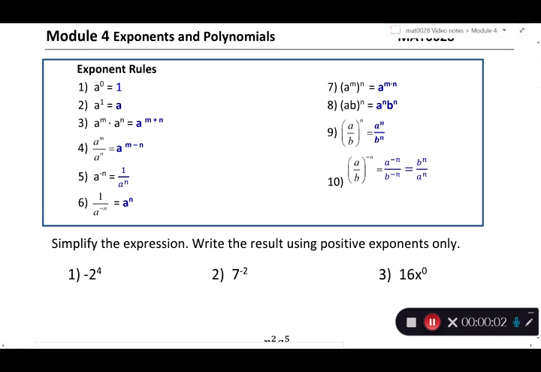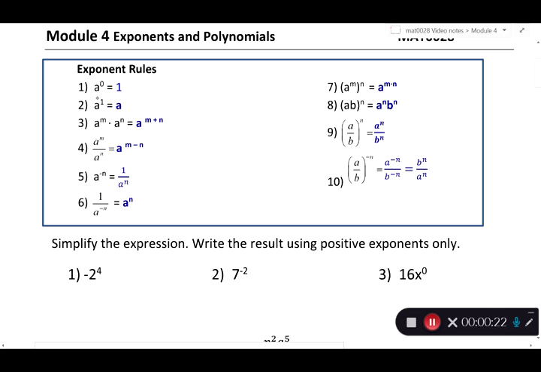In this video, we're going to be discussing Module 4, Exponents and Polynomials. We're going to start out with the exponent rules. It's very, very important that you spend some time and get comfortable with these rules, understand these rules, and know them, okay? So a to the 0, that means really anything.